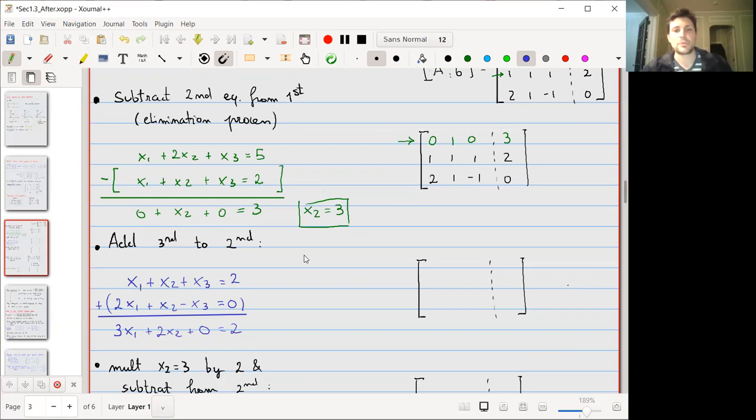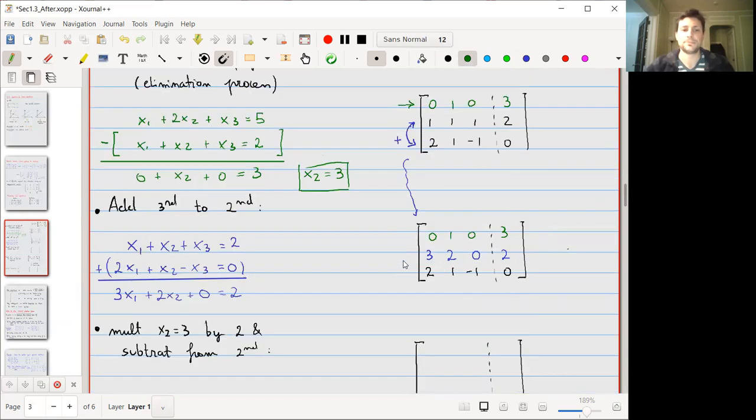I can do the same operation on this augmented matrix and add together these two rows. If I do that, the resulting matrix looks like this. One of the two rows is unchanged, and I will replace the other row by the result of adding them together. 2 plus 1 is equal to 3, 1 plus 1 is equal to 2, 1 minus 1 is equal to 0, and 2 plus 0 is equal to 2. The first row is untouched, and so we just copied it in the same way.